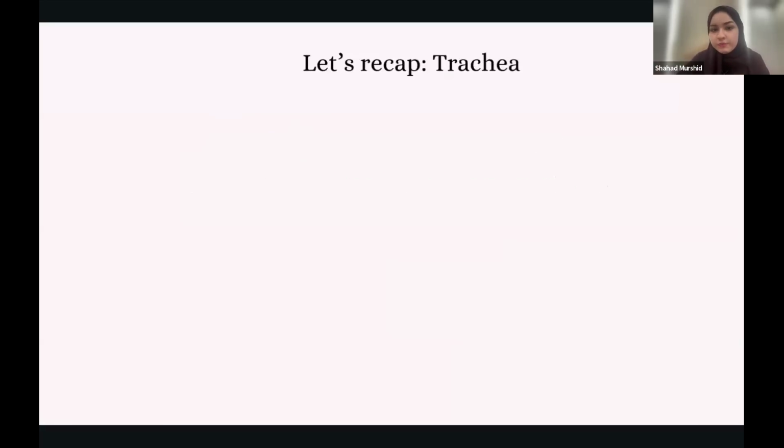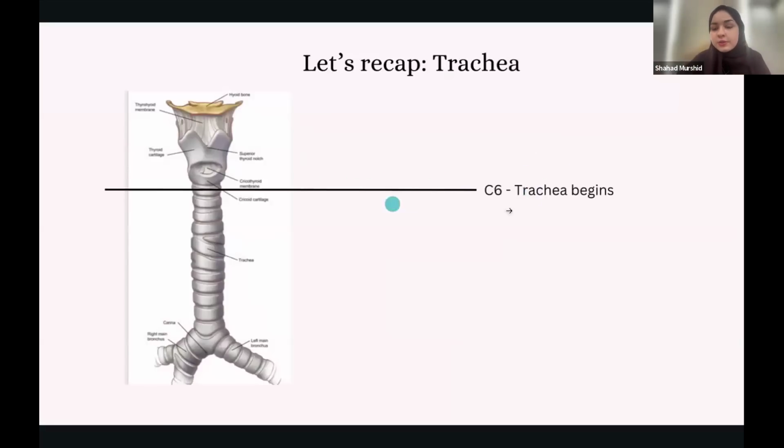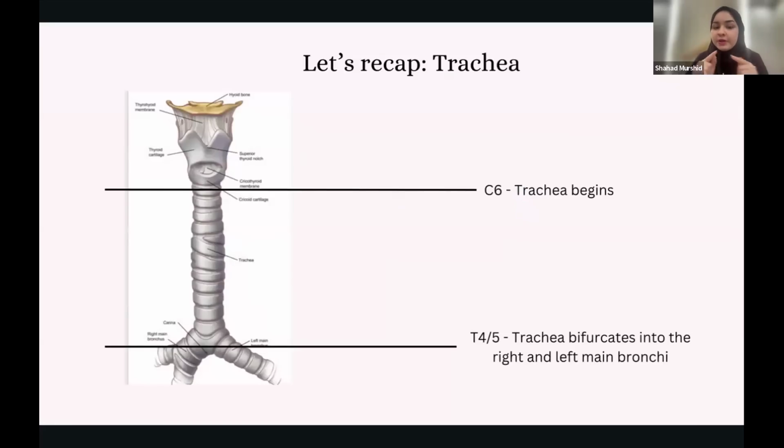And then you have the trachea. Again, we already discussed this, but it begins at C6 and goes all the way down until T4, T5, where it bifurcates and you see the right and left main bronchi. So below that point, you're not going to see the trachea. You're going to see the bifurcation.